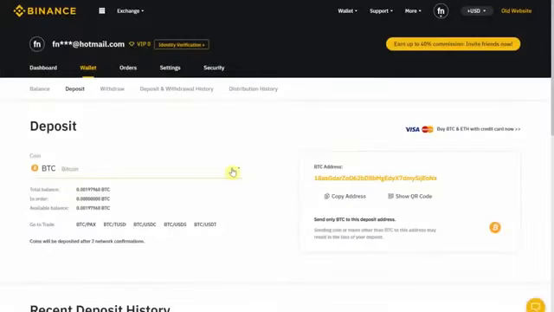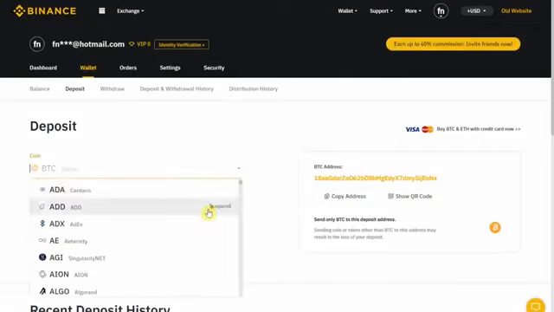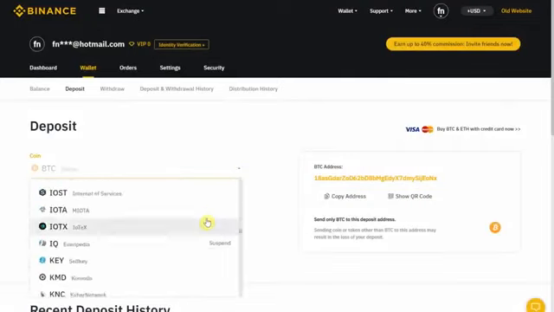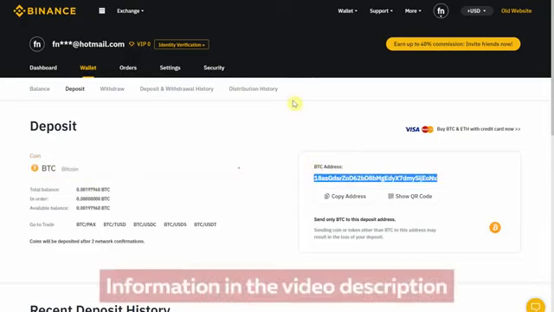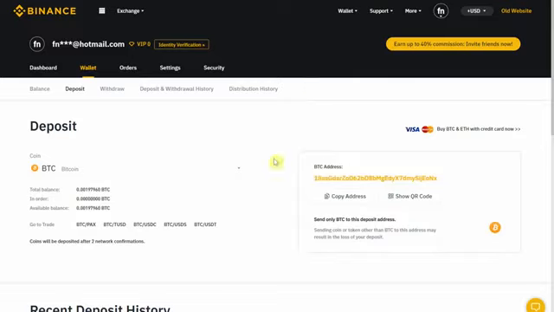So over here you have the coin selection. If I want to deposit Bitcoin, I would select BTC there, and it would tell me my BTC address on Binance. So let's say you have some coins on Coinbase. Let's say you have BTC on Coinbase. You would come here, you would select BTC, and it would show you the address that you needed to put on Coinbase, so you could transfer here.